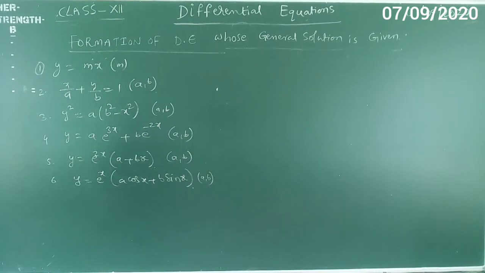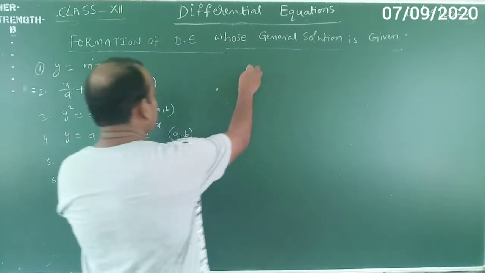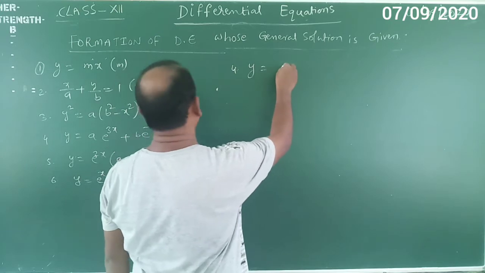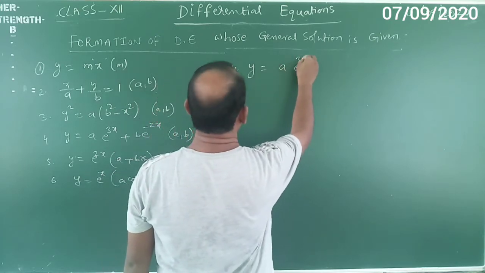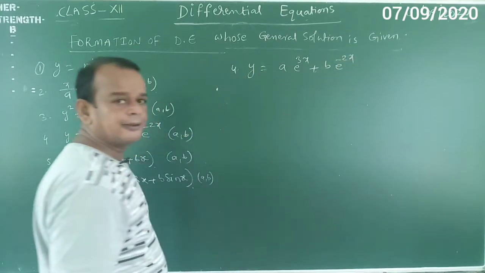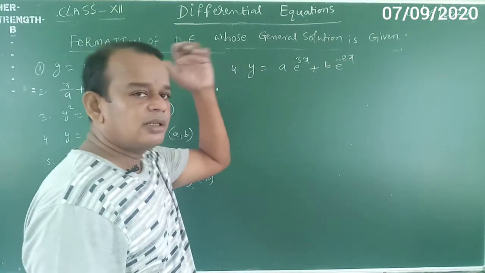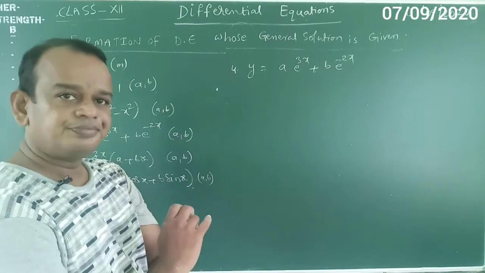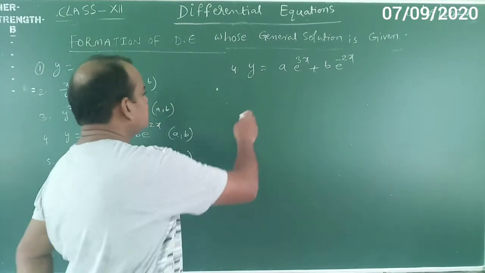Okay, my dear students, we are going to the next problem, question number 4: y = a e^(3x) + b e^(-2x). Here also a and b are the arbitrary constants. 100% you differentiate 2 times. Okay, my dear friends, this is equation number 1.